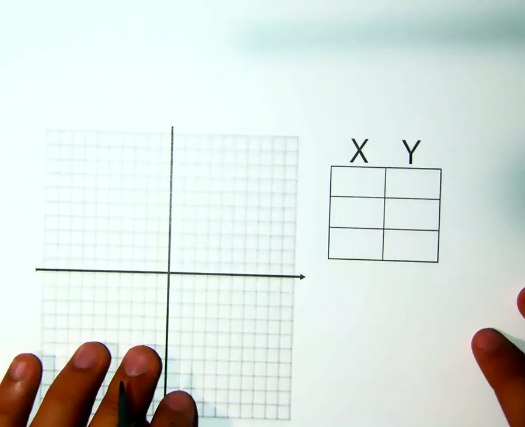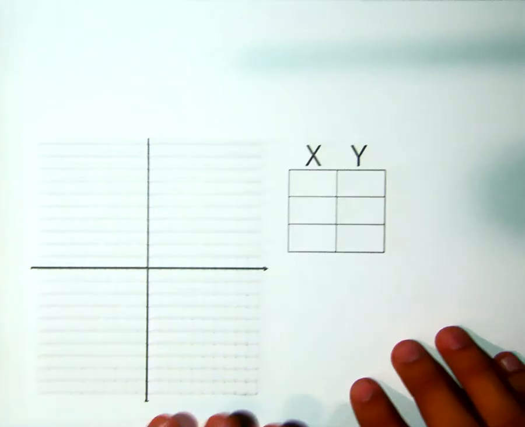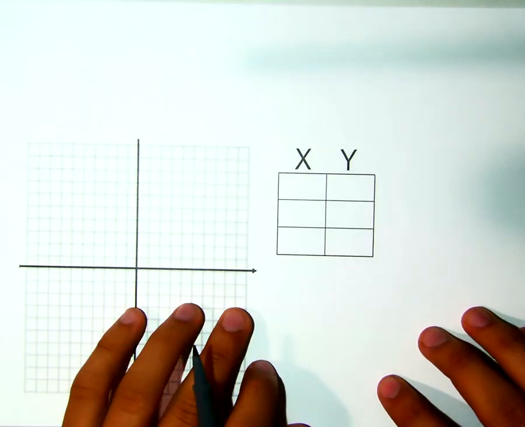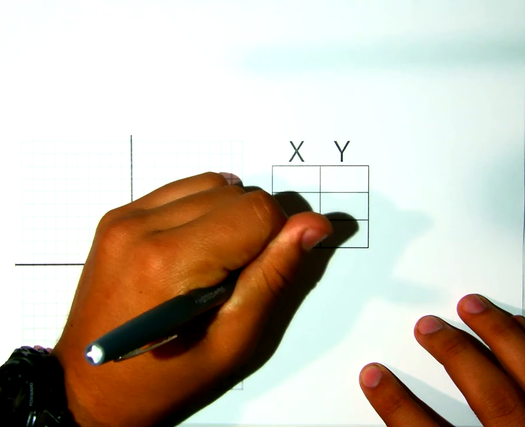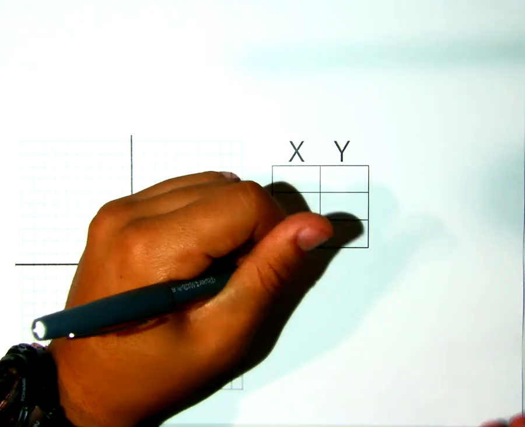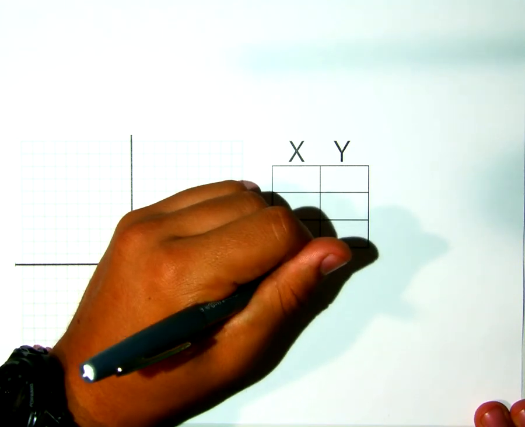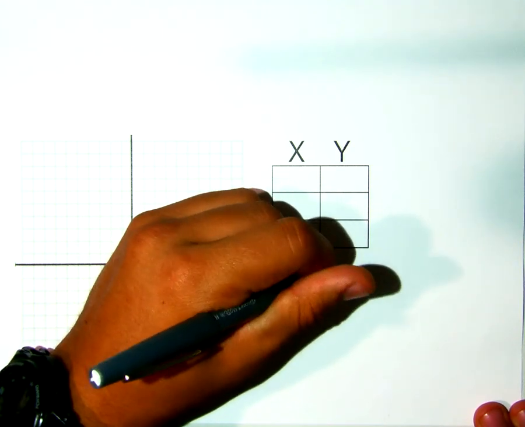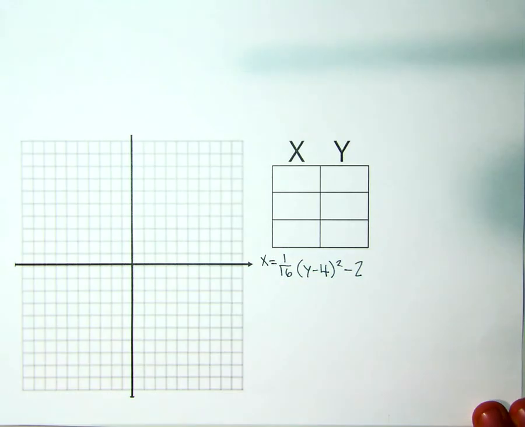So for instance, if we're given the equation x equals 1 over 16 times y minus 4 squared minus 2. If we're given this equation, look at page 68.